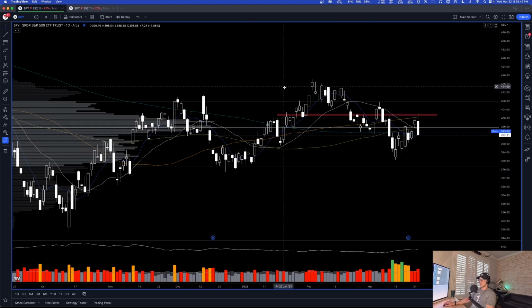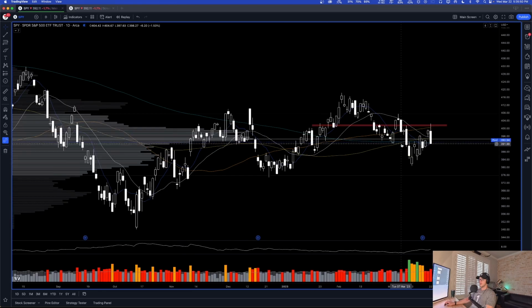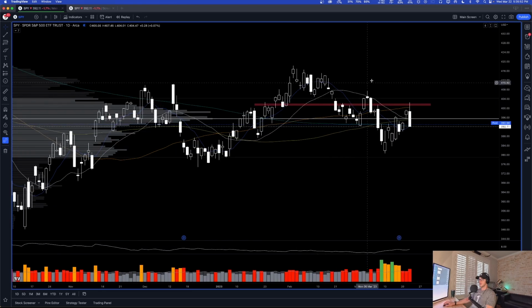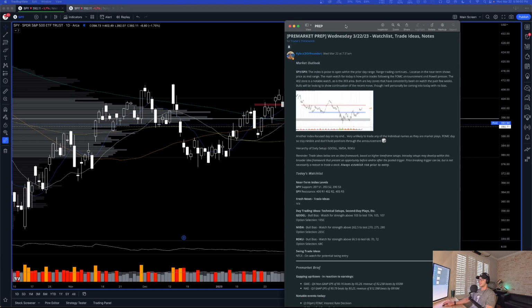What we have here is just a series of higher lows being made and potentially lower highs being set up here. Now, coming into the day, we didn't know what the reaction around this red zone was going to be, but we did have that as a key watch.